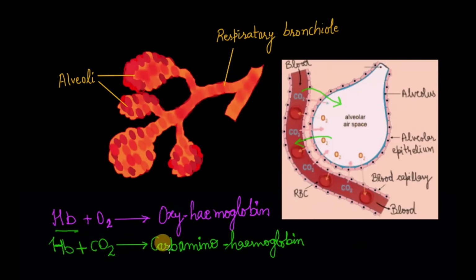And hemoglobin, when it combines with carbon dioxide, forms carbaminohemoglobin. But as compared to oxygen, hemoglobin has less affinity to combine with carbon dioxide. So most of the carbon dioxide is transported in dissolved form in blood plasma. So after gaseous exchange, deoxygenated blood gets oxygenated and then carries this oxygen to the body tissues. Inside the body tissues, respiration occurs.